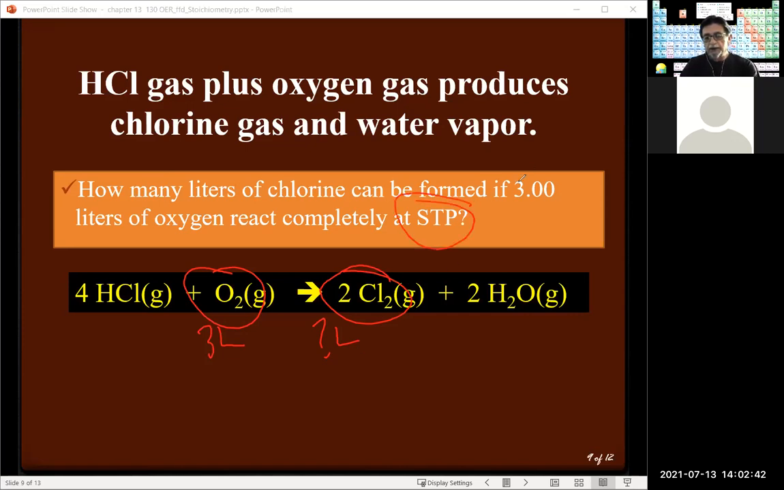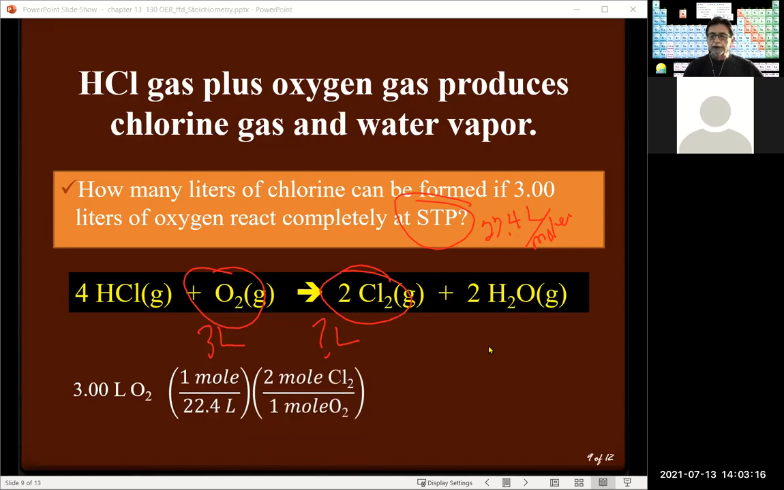We are at STP, which again, we can use 22.4 liters per mole if we need it. So let's break down what we're given, 3.00 liters of oxygen, okay? Get us to moles of oxygen using the 1 mole per 22.4 liters. Then we use a stoichiometric relationship between the chlorine and the oxygen, which is a 2-to-1, okay? And that gives us moles of chlorine.